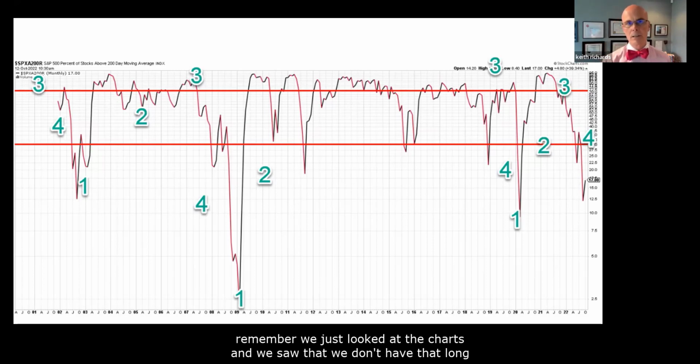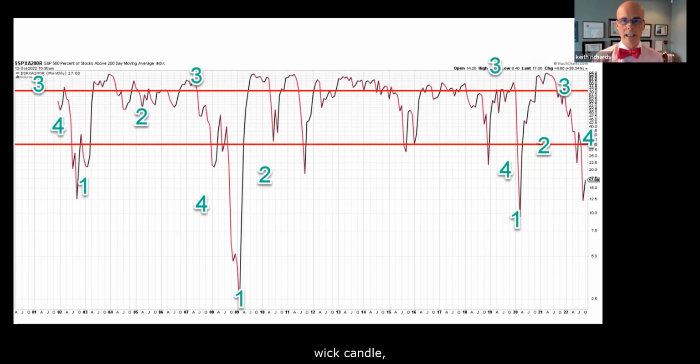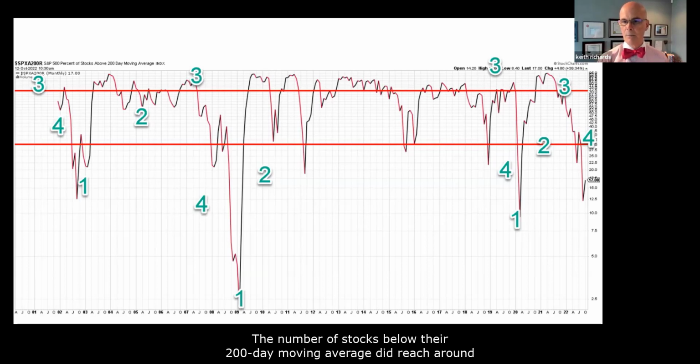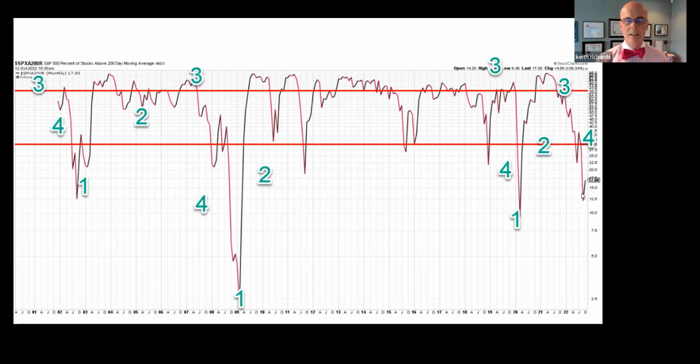Well, remember, we just looked at the charts and we saw that we don't have that long wick candle. And we did get those long wick candles here and here, as we look, and even in 2020, we had that long wick candle. So it's pretty deep. The number of stocks above their 200-day moving average did reach around 12%, 12.5%. That's not a lot of stocks as a percentage of the S&P that were above their 200 days. So it was pretty washed out, and that is pretty close to the levels that we've seen in other bears.